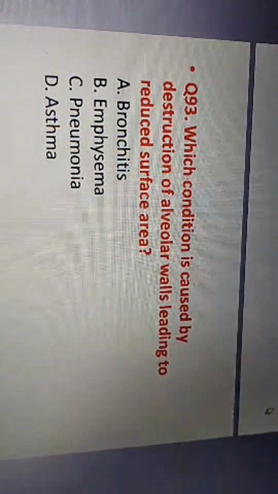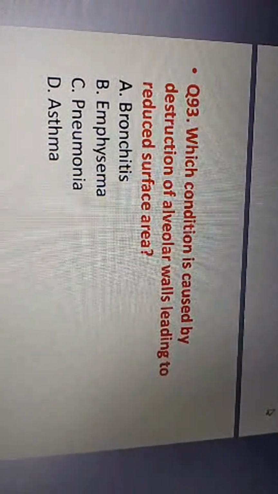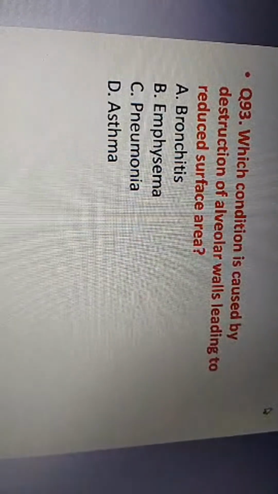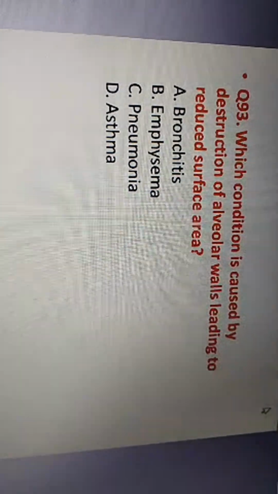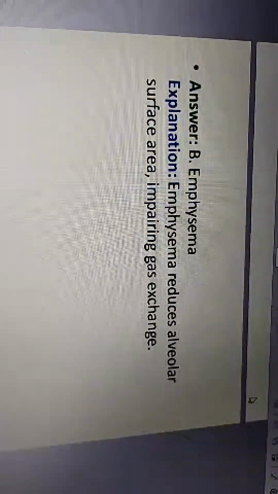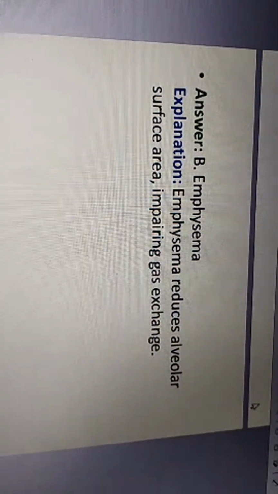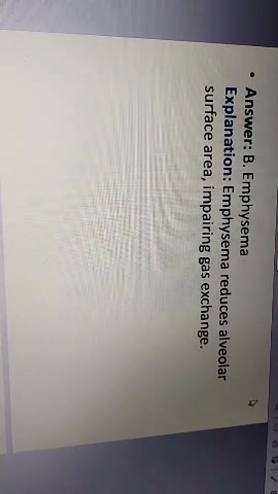Which condition is caused by destruction of alveolar walls leading to reduced surface area? Option A bronchitis, option B emphysema, option C pneumonia, option D asthma. The correct answer is option B emphysema. Emphysema reduces alveolar surface area, impairing gas exchange.